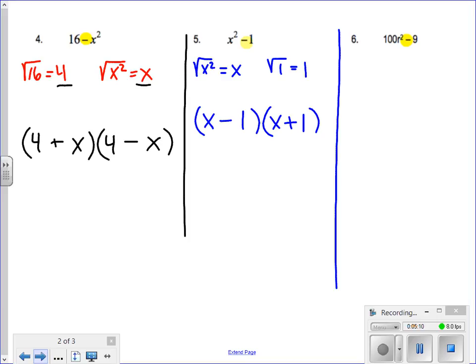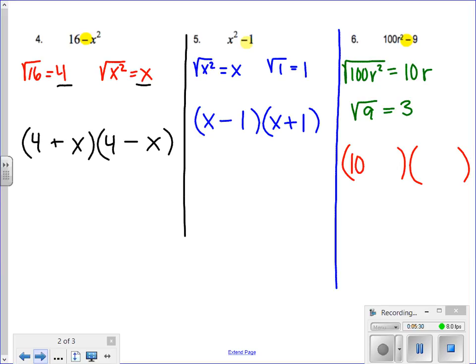Last one on this row, 100r squared minus 9. I start by taking the square root of 100r squared, which ends up being 10r, and the square root of 9, which is 3. I'm going to use the 10r and the 3 both in my factors. So I end up with 10r minus 3 and 10r plus 3. Again, as usual, you can FOIL or distribute to check.